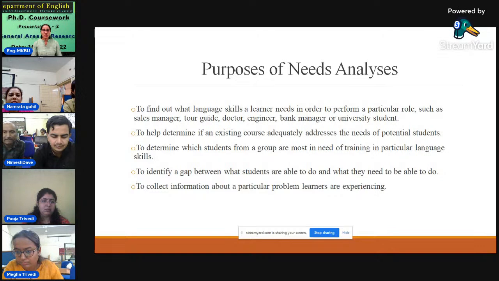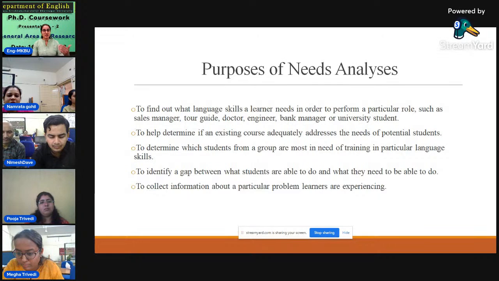It also helps to determine if an existing course adequately addresses the needs of potential students or not. So here we can say that need analysis should not be only the first stage of course design, but it could be a continuous, ongoing process to understand the changing needs of the learners according to the time. It also helps to determine which students from the group are most in need of training regarding particular language skills. So we can find out specific slow learners, and we can teach them differently.